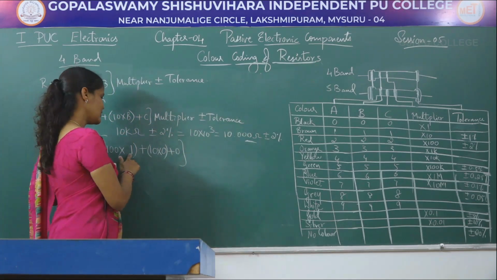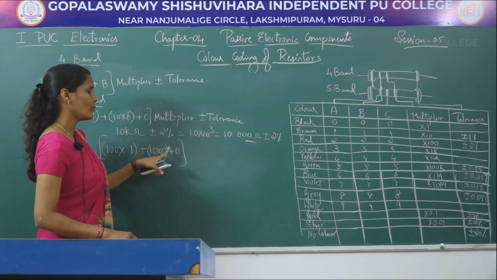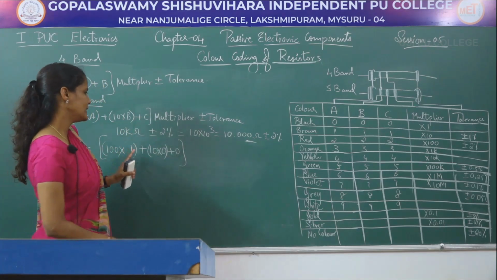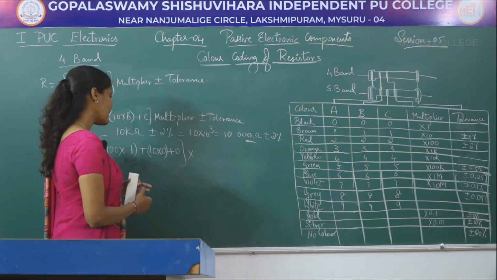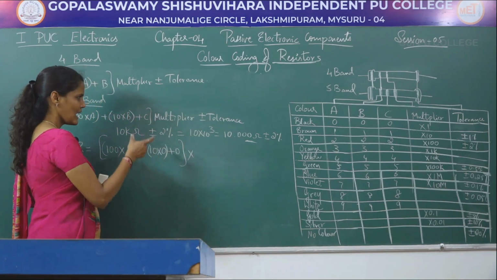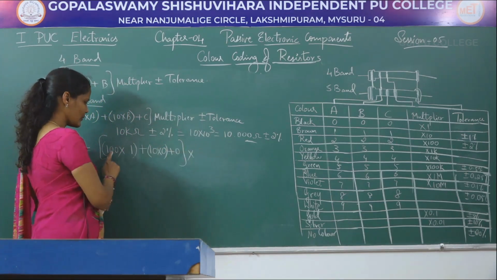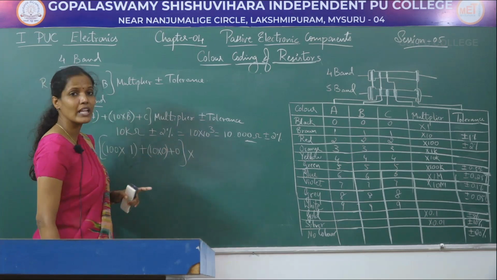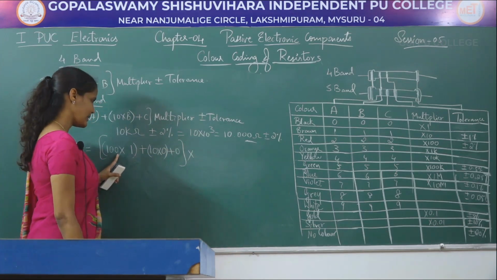So 100 into 1 plus 0 plus 0. Then what must be the value of the multiplier such that after multiplying this term with it, I get a value of 10,000? So here I have 100.